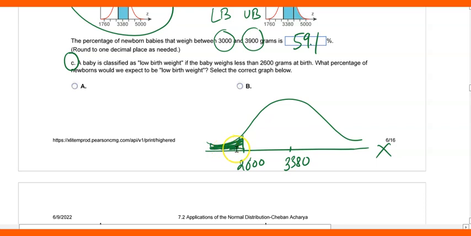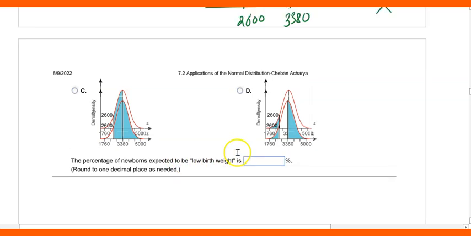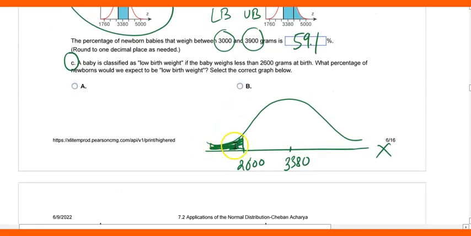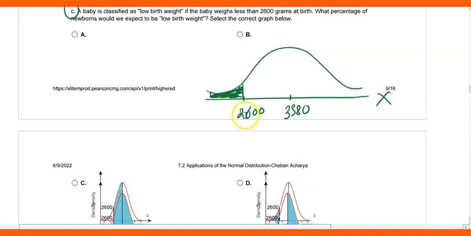The first graph is this, and the question is, what percentage of the newborns is expected to have low birth weight? That means you're looking for what percent this area is, or what is the probability of this region. That's what I'm looking for here. And how do you find it? Remember that you use normal CDF. Use normal CDF again.